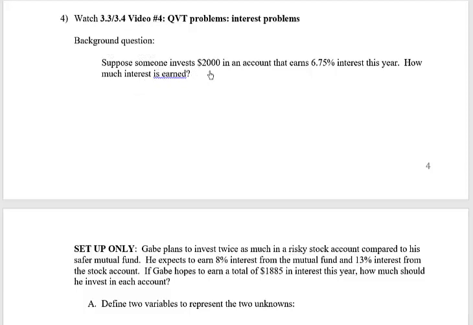So take a look at this here. Suppose somebody has $2,000, they put it into an account. The account earns 6.75% interest. How much interest does that mean? What do they have? Well, the formula still applies. The Q times V equals T.